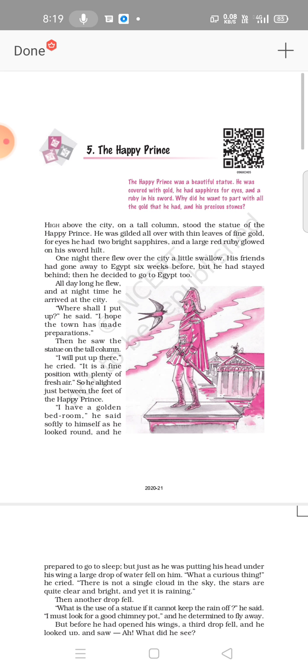He had thin lips of fine gold. He had two bright sapphires for eyes. Okay, there were sapphires, gem stones, precious stones for his eyes. A large ruby glowed on his sword. Hilt. जो तलवार पकड़ने की मूठ होती है, that is called hilt.